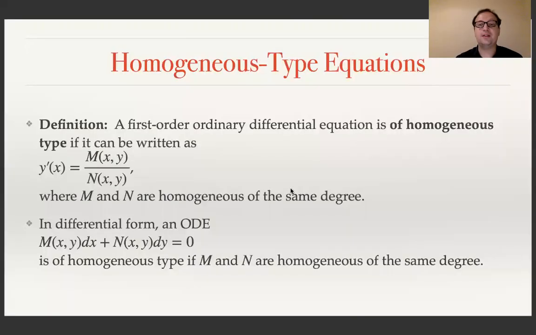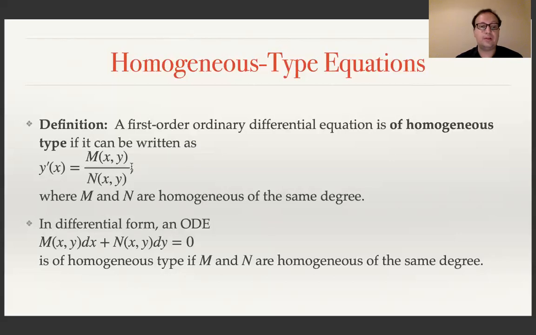So now finally, how does this tie to homogeneous type equations? A homogeneous type equation is an ordinary differential equation that can be written in the form y prime of x is equal to a homogeneous function m of x and y divided by another homogeneous function n of x and y, where m and n are homogeneous of the same degree.